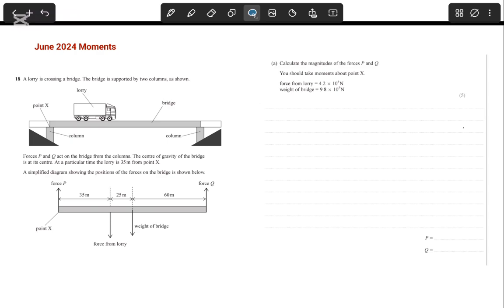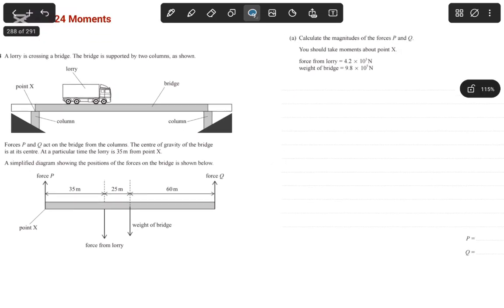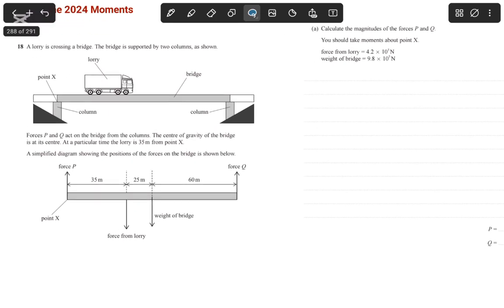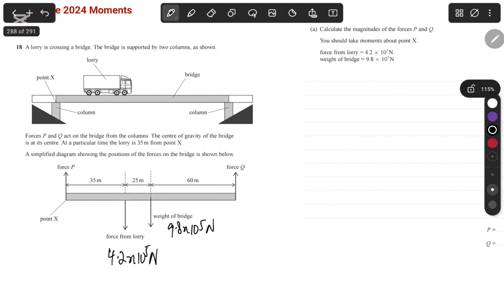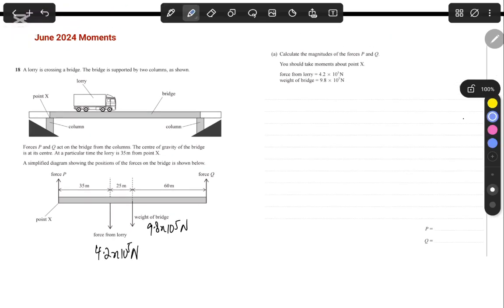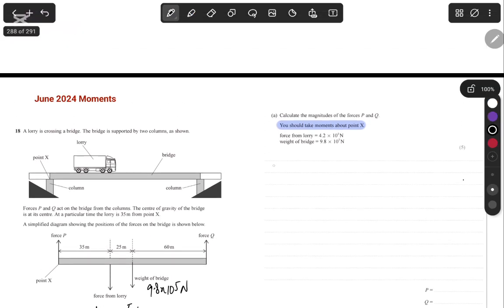Okay, so if the center of gravity of the bridge acts from the center, then we can say that the bridge is going to be a uniform bridge. And then they've given us the force of the lorry and the weight of the bridge, so I'm going to put that right there. This is going to be 4.2 times 10 to the power of 5 newtons, and this is going to be 9.8 times 10 to the power of 5 newtons. This question is really helpful because they already tell you where to take the moments from. So we're supposed to take the moments about X.